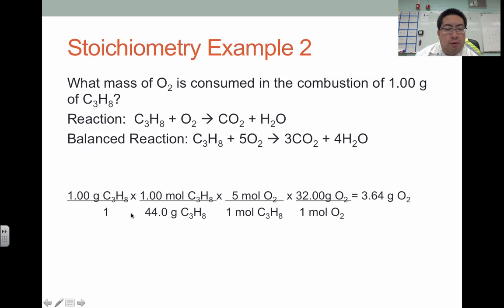We start with our given over 1, just like we do whenever we do a calculation. We multiply it times 1 mole over the molar mass. Notice how grams of C3H8 cancel out. Now that we're in moles of C3H8, we can use the 5-to-1 molar ratio in the balanced equation, which is where this comes from. So 5 moles of O2 are required for every 1 mole of C3H8. If we stop right here, our final answer would be in moles of O2. But we want grams of O2, so we use the molar mass of O2 over 1 mole, giving us our final answer. And that is it for now.